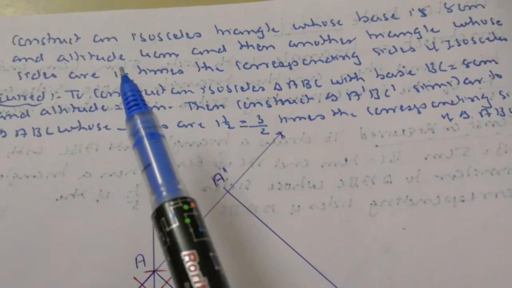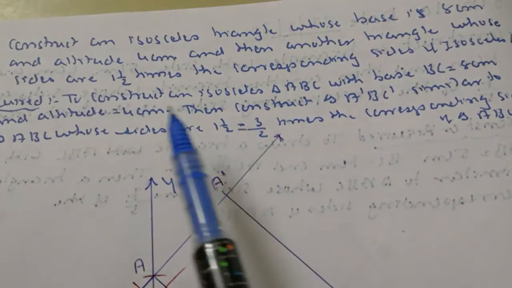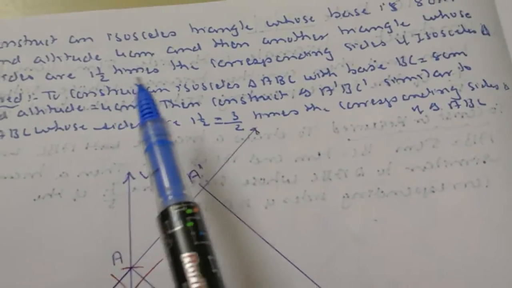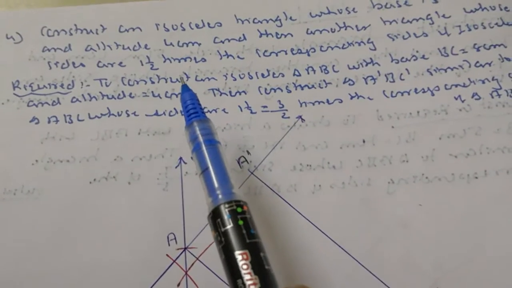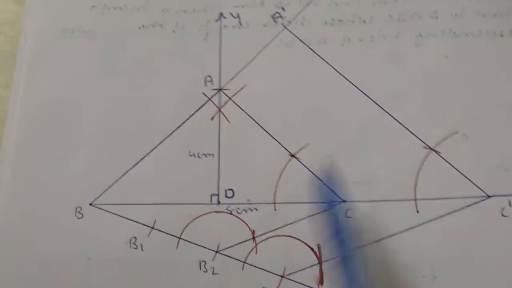1.5 means 3/2, that is, 3 by 2 times the corresponding side. Now 3/2 again is an improper fraction. So the triangle which you are going to draw is outside the given triangle. So let us draw the given triangle.